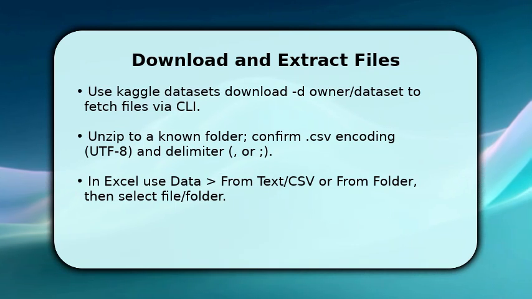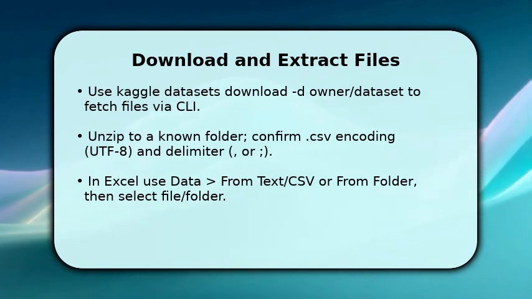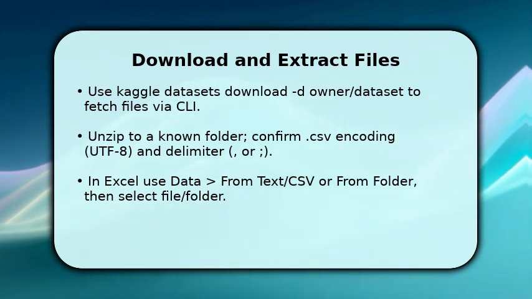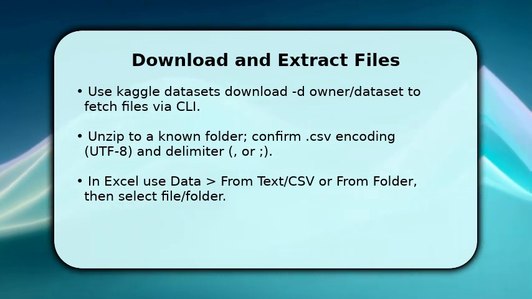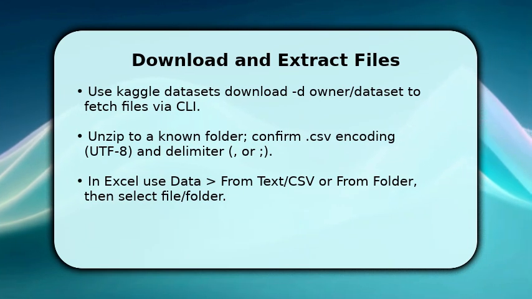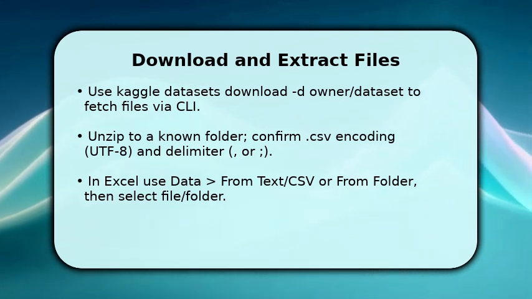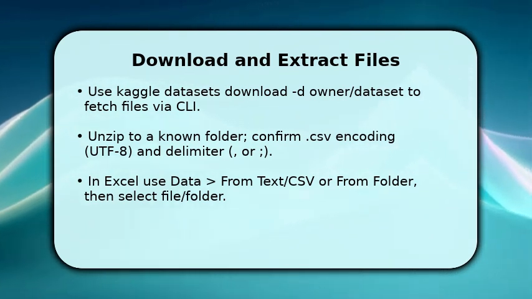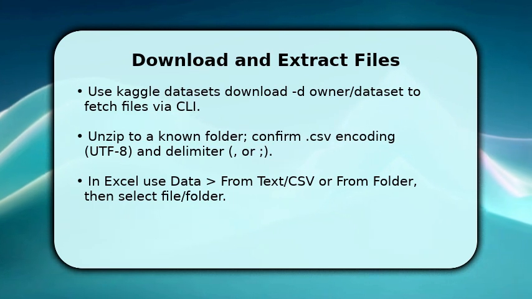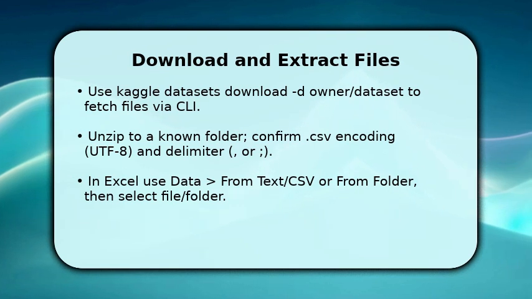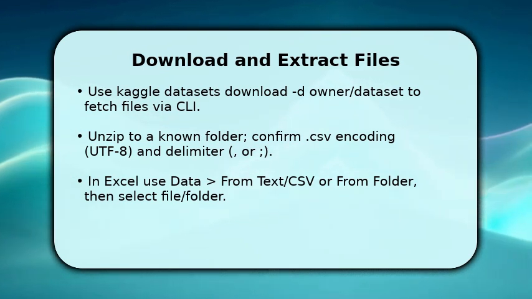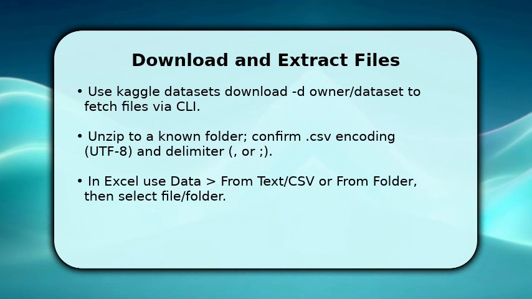If using the CLI, run kaggle datasets download owner/dataset and extract to a folder you control. This prevents accidental duplicates. Make sure the CSV uses UTF-8 and the expected delimiter, because Excel will misparse columns if wrong. Then in Excel pick Data, choose From Text/CSV or From Folder to import. Excel previews the parsing, so you can adjust delimiter and data types before loading to the sheet.